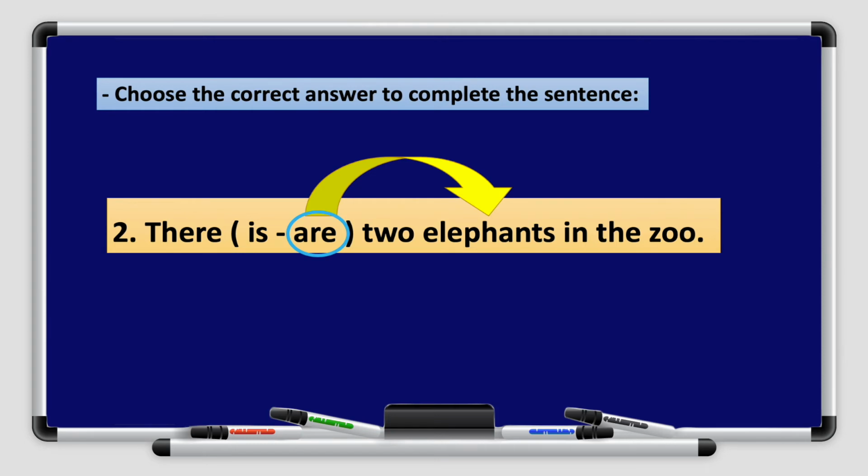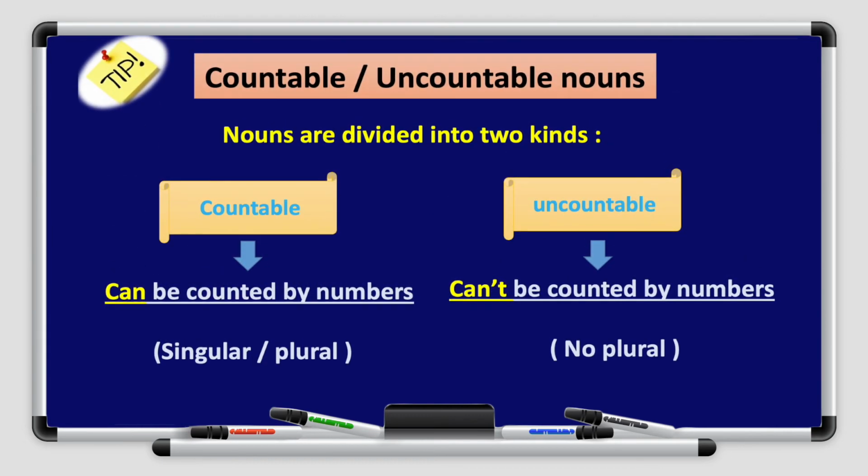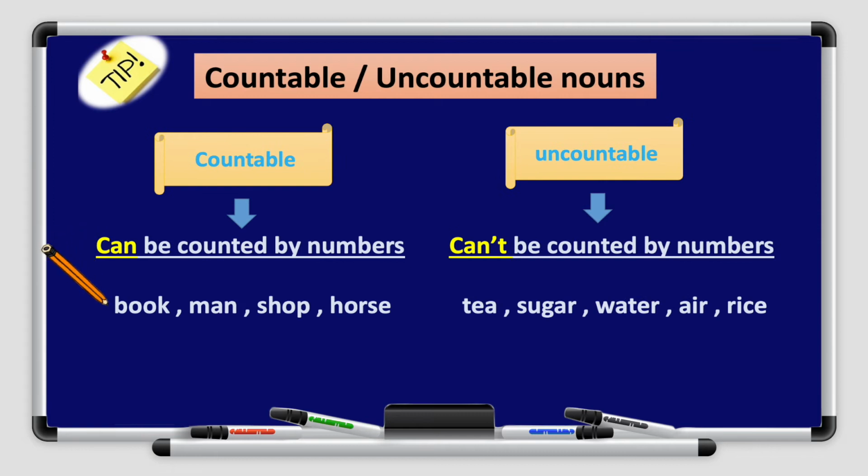That was all about there is and there are. Let's move to another part in this episode. We have countable and uncountable nouns. All nouns are divided into 2 kinds: countable nouns and uncountable nouns. The countable nouns can be counted by number. They can be singular or plural, while the uncountable cannot be counted by numbers. It means there is no plural form for these nouns. Countable nouns are like book, man, shop, horse.